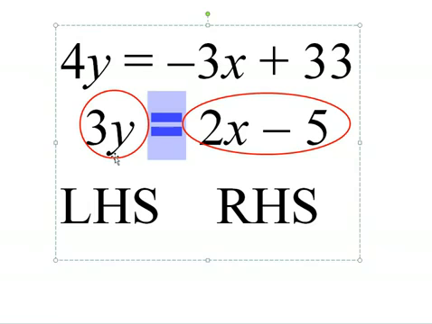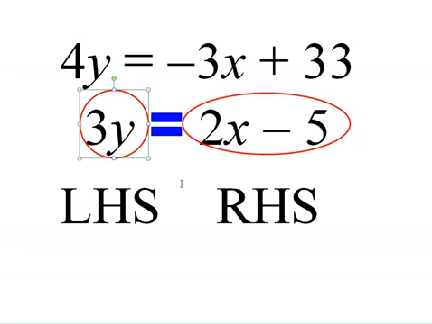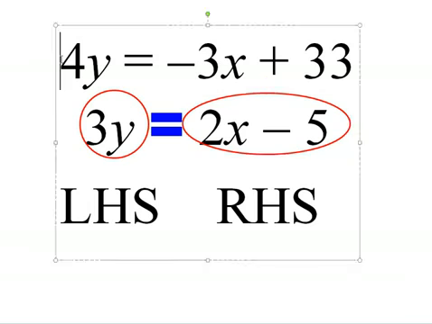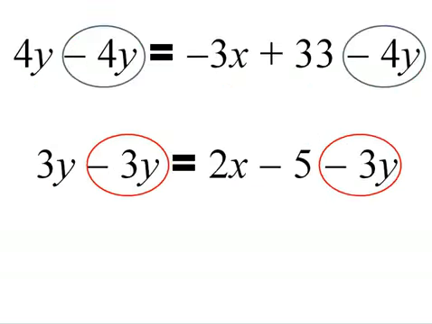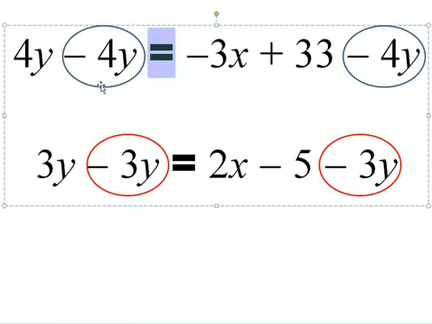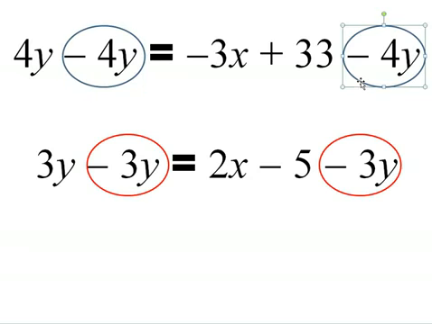So in the case of that second equation, the opposite of 3y is a minus 3y, and I apply that to the left-hand side and the right-hand side of the equal sign. The opposite of 4y is a minus 4y, and I apply that to the left-hand side and the right-hand side of the equal sign for the first equation. That's what I'm doing as I'm manipulating the equations, just balancing so that whatever I do to the left-hand side, I do to the right-hand side.